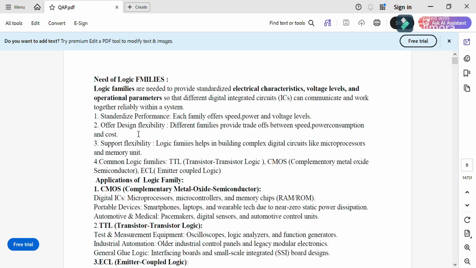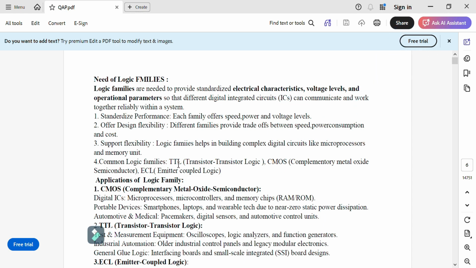And the second need is to offer design flexibility. It provides a trade-off between speed, power consumption, and cost. And support flexibility: the logic family helps in building complex digital circuits like microprocessors and memory units.